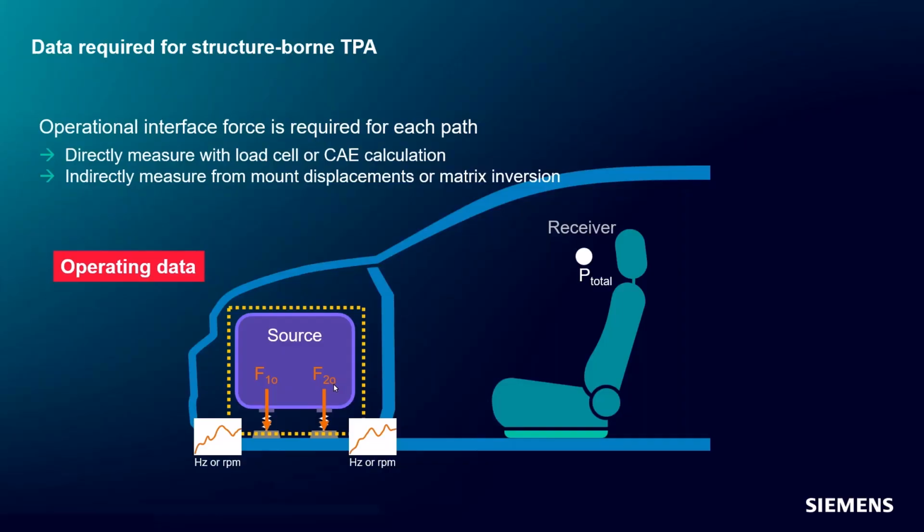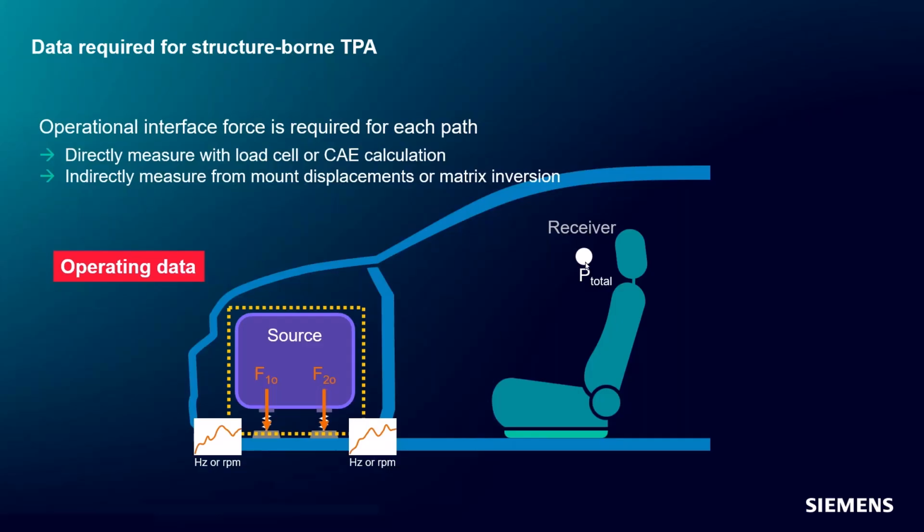analysis. And in this particular case, you can see there's a subscript O there because we're interested in the operational forces, right? Could be that the force at mount location 1 is bigger than the force at mount location 2 or vice versa. But knowing what those forces are is very helpful for doing a transfer path analysis.